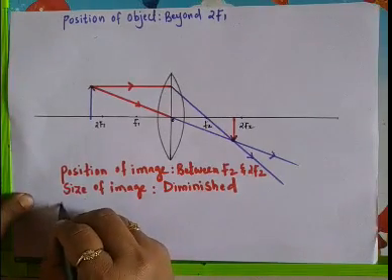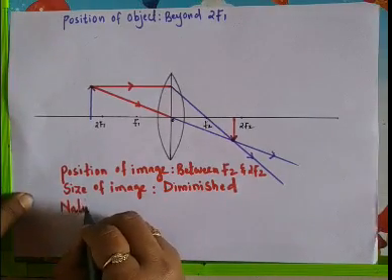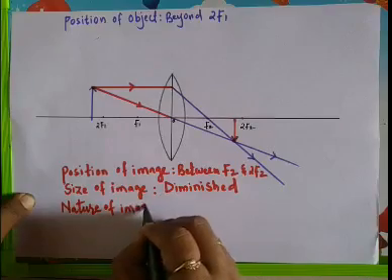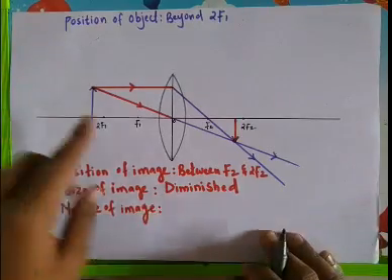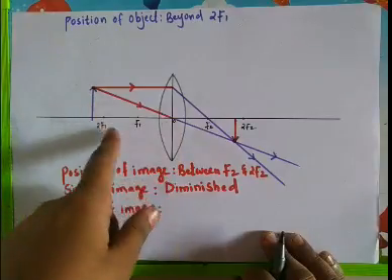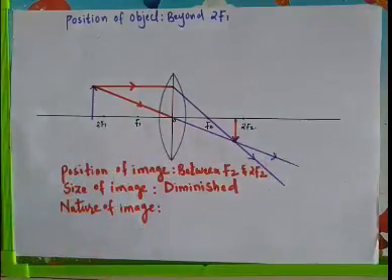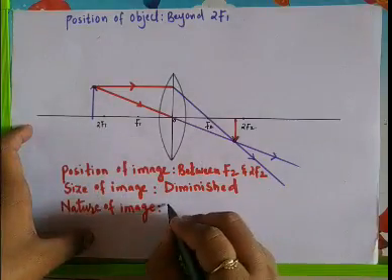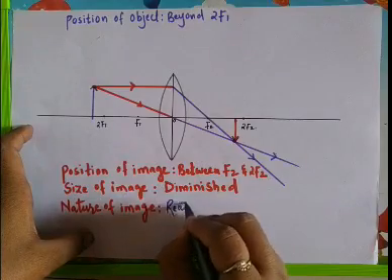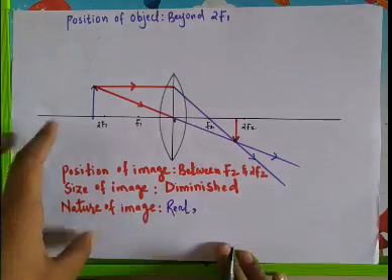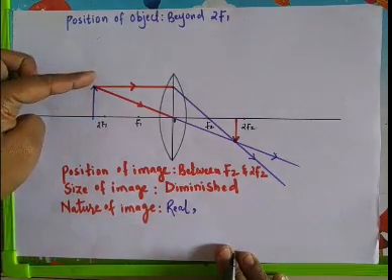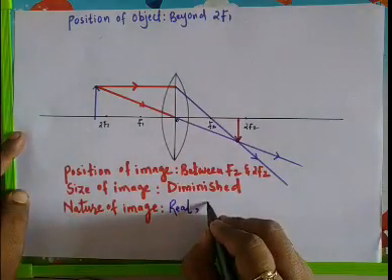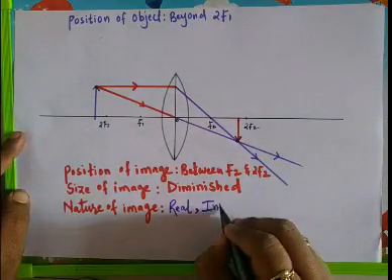Okay, and after that, last one, what would be the nature of image? Nature of image. So see, object is kept on the left side of the lens and image is forming on the right side of the lens. So in this case, real or virtual? It is a real image. Okay, object is kept above the principal axis and image is forming below the principal axis. So it is inverted image.